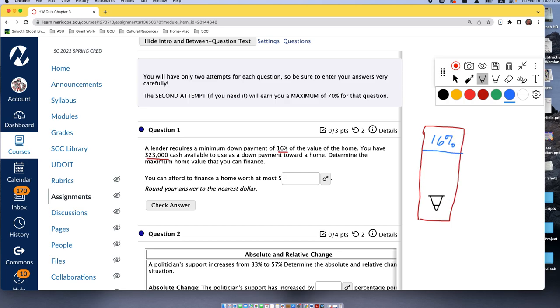Which means we can borrow, because whatever we're not putting down, we're going to borrow. What percent are we borrowing? 84%. Good, subtract 16 from 100, you get 84%. That's going to be the loan. This is the down payment. How much money do we have for our down payment? 23,000. So this amount equals 23,000.